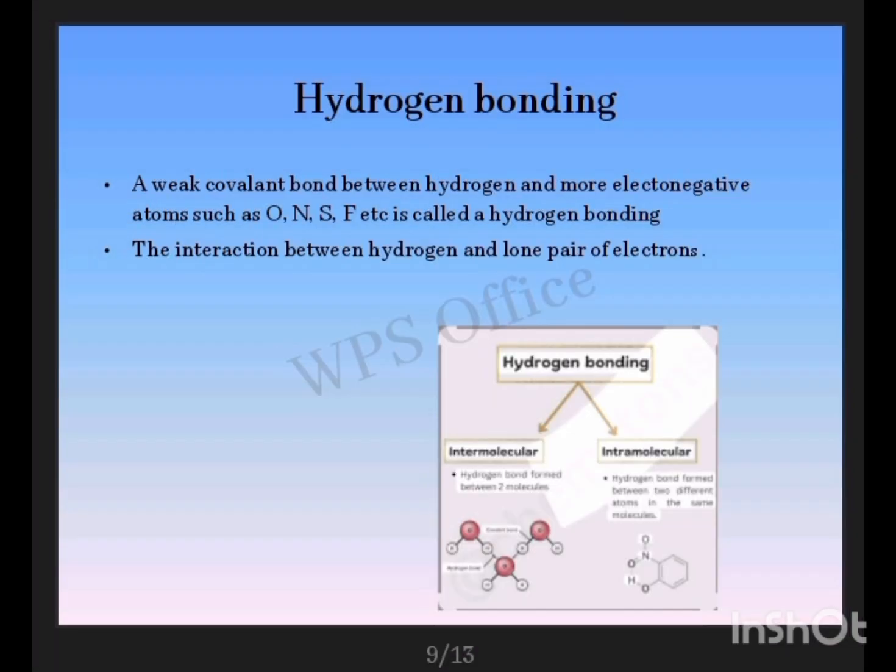And we will see the first one, hydrogen bonding. What is hydrogen bonding? A weak bond between a hydrogen and more electronegative atoms such as O, N, S, F, etc. is called hydrogen bonding. It is the interaction between a hydrogen and a lone pair of a more electronegative element. Liquids with hydrogen bonding have a high boiling point. For example, hydrogen bonding in ice.